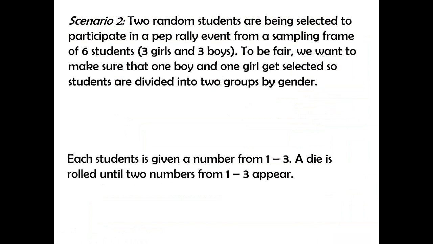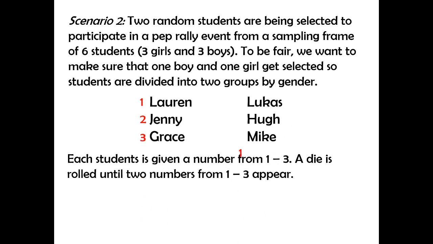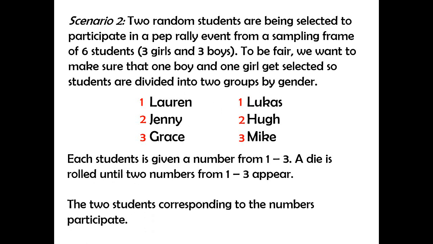All right, 2 random students are being selected to participate in a pep rally event from a sampling frame of 6 students. So our sampling frame, again, is going to be the people that we're choosing from. To be fair, we want to make sure that 1 boy and 1 girl get selected, so students are divided into 2 groups by gender. Each student is given a number from 1 to 3. A die is rolled until 2 numbers from 1 to 3 appear. Notice how there's no longer 2 unique numbers, and that's because repeated numbers are okay here, because Lauren could be chosen and Lucas could be chosen, right?